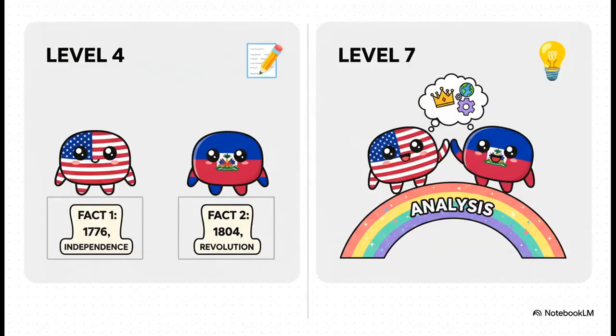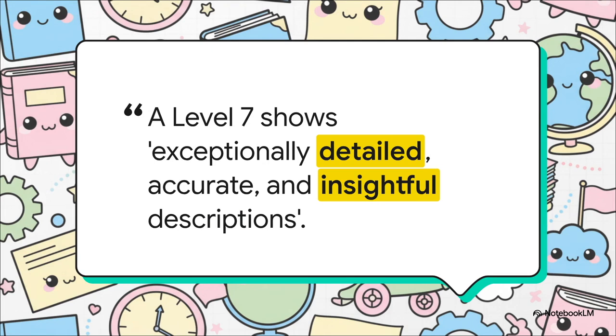Okay, let's talk critical thinking. This is huge. A level 4 essay just kind of describes things. It's like, here's a fact about the American Revolution, and here's a fact about the Haitian Revolution. A level 7 essay is different. It's constantly comparing and contrasting, explaining why things were similar or different. It's not just stating facts, it's using them to build an argument.